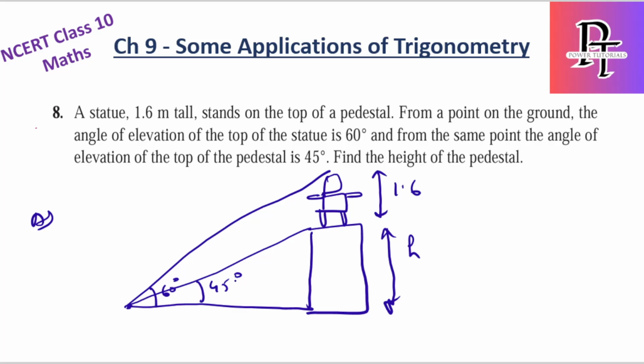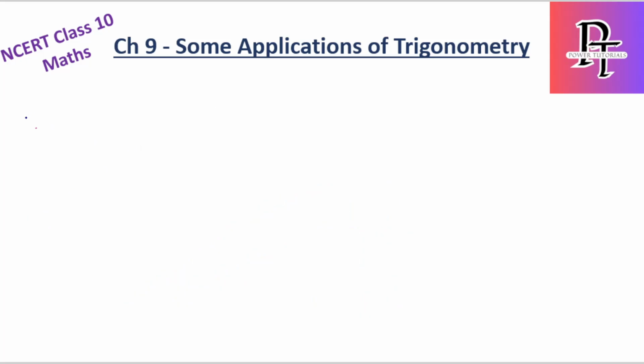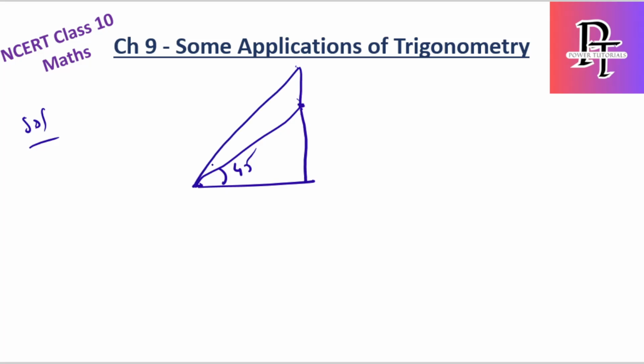Okay. So let's draw in terms of a triangle and solve this question. So suppose this is the point on the ground. Let's make a bigger triangle for convenience. This is the pedestal and this is the statue. From the point to the top of the pedestal is 45. From the point to the top of the statue it is 60. Okay, let's suppose these as A, E, B, C and D. They provided the statue height, which is 1.6 meters.